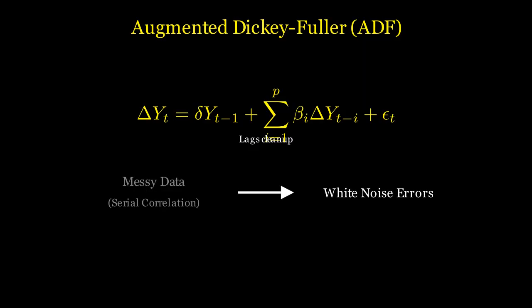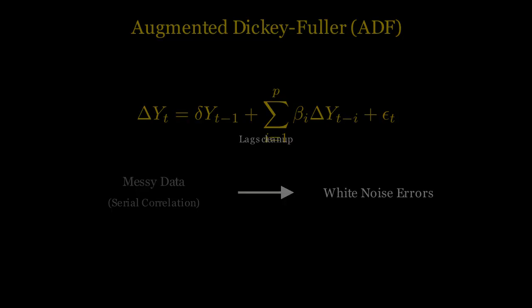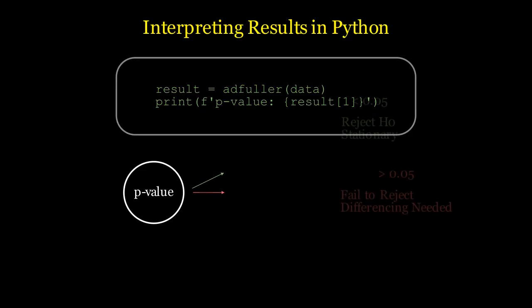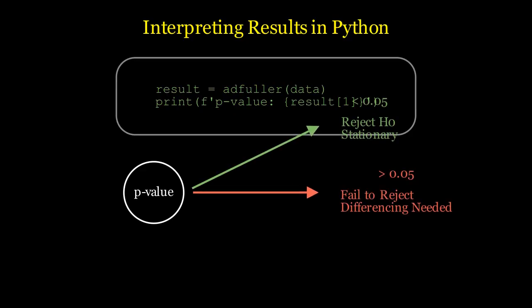Finally, how do we interpret the results? When you run ADF in Python using statsmodels, you get a p-value. If the p-value is less than your significance level, typically 0.05, you reject the null hypothesis. This means your data is stationary and ready for modeling. If not, you usually need to difference the data, subtracting the previous value from the current one until it stabilizes.